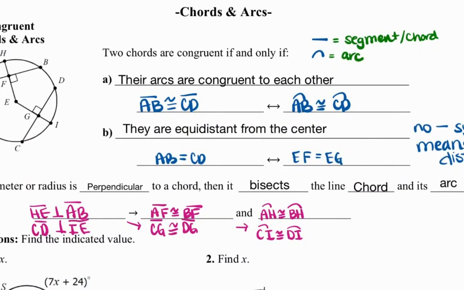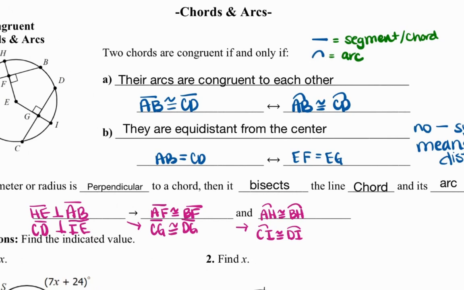Two chords are congruent if and only if their arcs are congruent to each other. So we know that chord AB, that segment AB, is congruent to CD. Then we know that the arc AB is congruent to the arc CD. Okay, and then just a little reminder about notation. If we have a straight line, that's going to be a segment or a chord. If we have a little arc, obviously that's an arc.